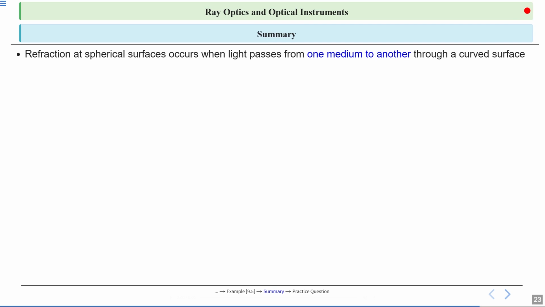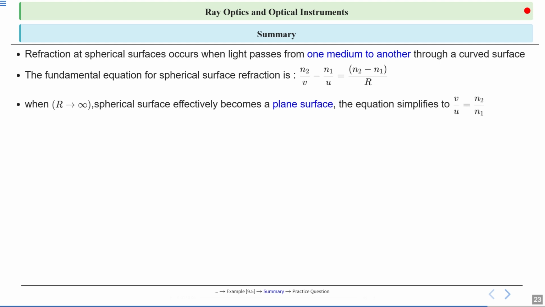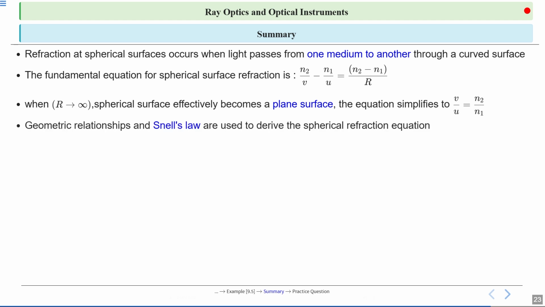Now, summary. Refraction at a spherical surface occurs when light passes from one medium to another through a curved surface. The fundamental equation is n2 upon v minus n1 upon u equal to n2 minus n1 upon r, which is applicable for convex as well as concave surfaces, and for an object placed in a rarer or denser medium. You only have to take care about the sign convention. When r approaches infinity, the spherical surface effectively becomes a plane surface, and the equation simplifies to v upon u equal to n2 upon n1.